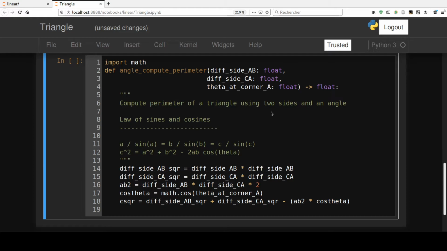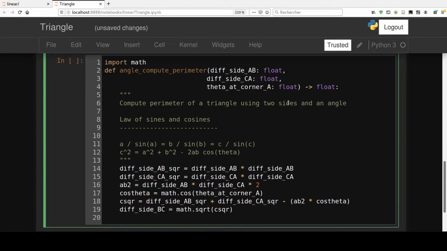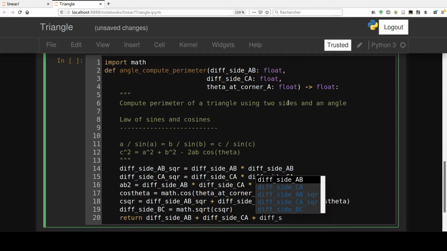It's the function squared, diff side, let's say BC would be math squared, c squared, and the perimeter would be the addition of all the sides again, AB plus CA plus this side BC.